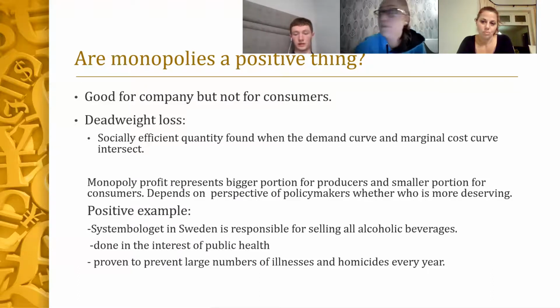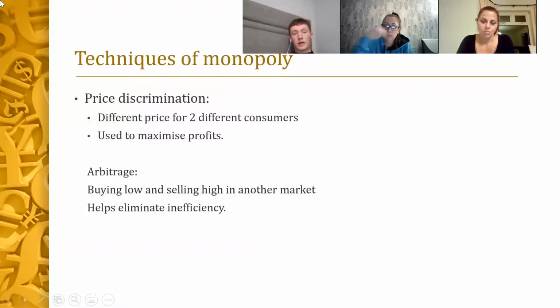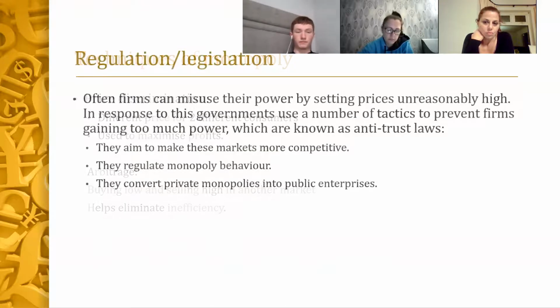Some of the techniques of monopoly include price discrimination, which is where a firm charges two different prices for two different consumers, and it's used to maximize profits. It takes into account the consumer's willingness to pay for something, and obviously everyone has a unique amount that they're willing to pay. By charging different prices for different people, they're able to maximize profits. The second technique is arbitrage, which involves buying low and selling high in another market, and this helps to eliminate inefficiency.